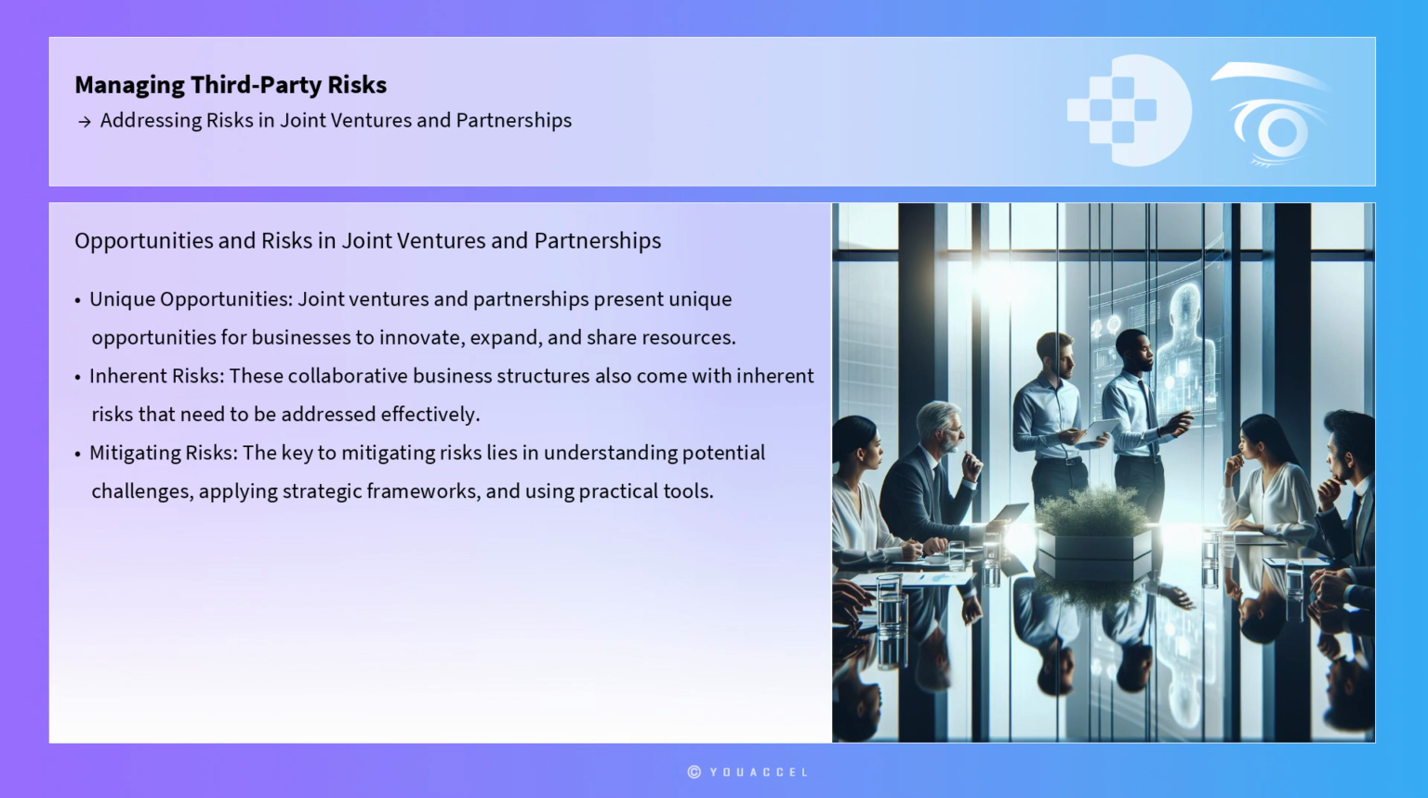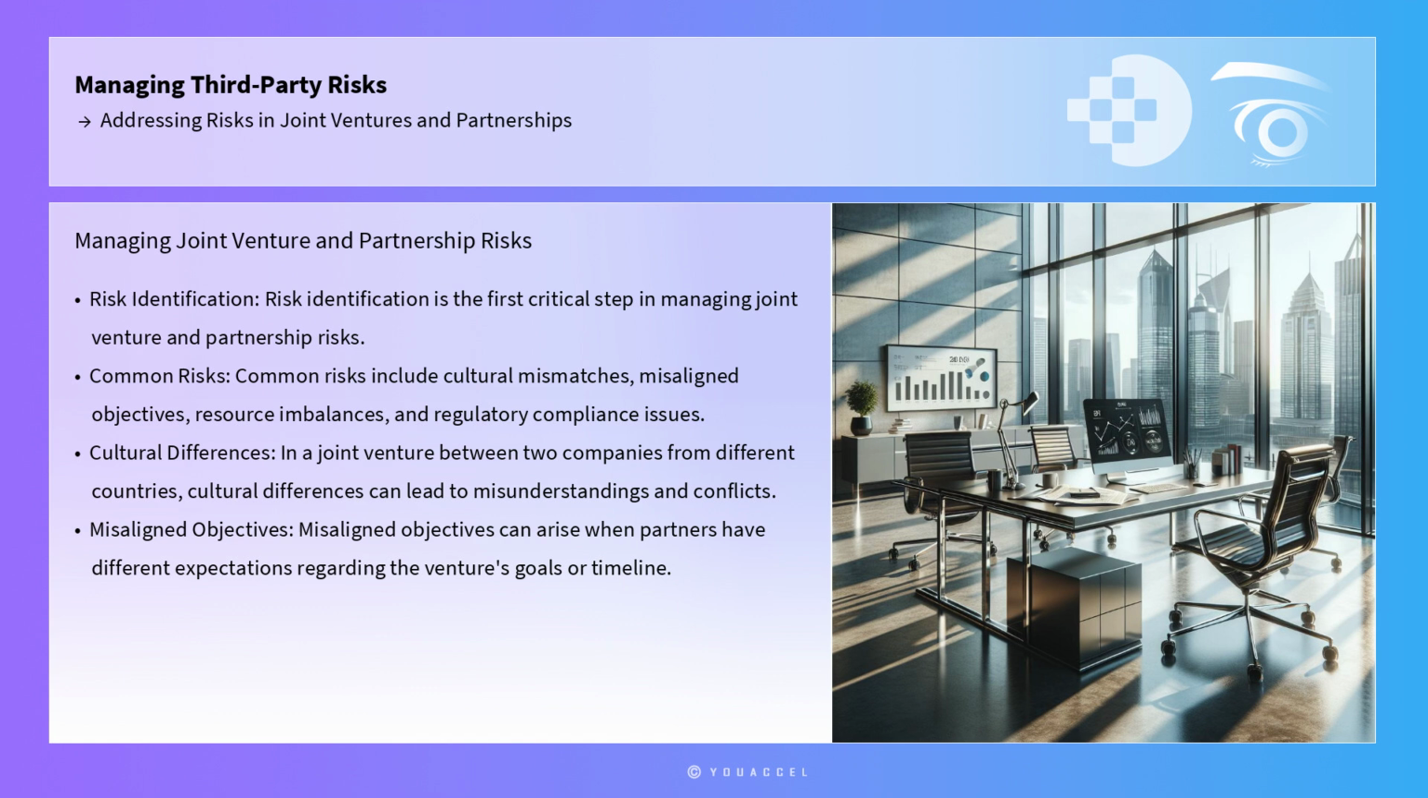The key to mitigating risks in joint ventures and partnerships lies in understanding potential challenges, applying strategic frameworks, and using practical tools to address them. Risk identification is the first critical step in managing joint venture and partnership risks. Common risks include cultural mismatches, misaligned objectives, resource imbalances, and regulatory compliance issues. For instance, in a joint venture between two companies from different countries, cultural differences can lead to misunderstandings and conflicts. Misaligned objectives can arise when partners have different expectations regarding the venture's goals or timeline.